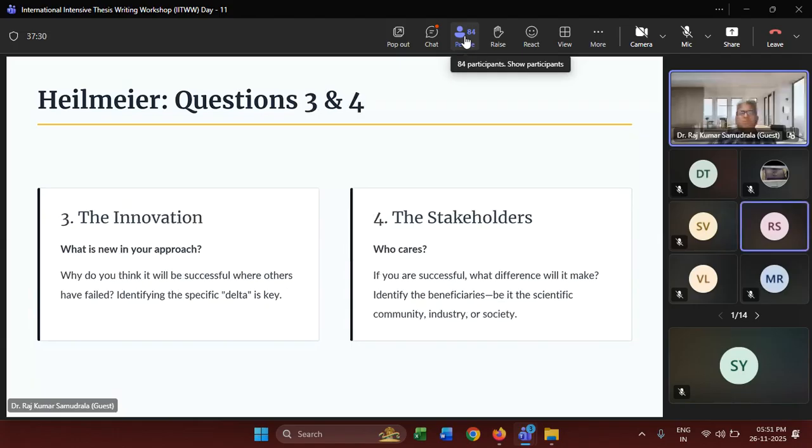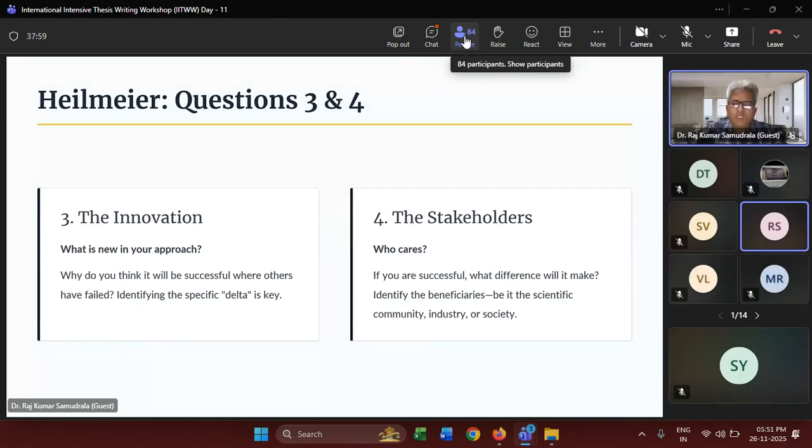And in that problem, what is our innovative point? What is new in your approach? Why do you think it will be successful, where others have failed? Identifying the specific delta is key. One innovative point must be there, otherwise there is no meaning for the problem.